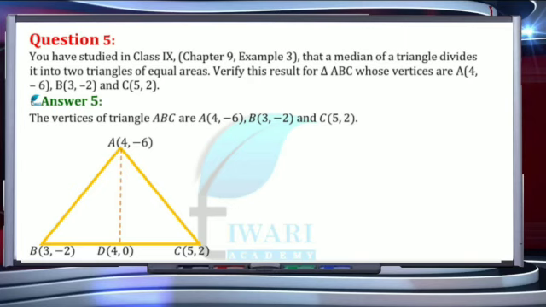So midpoint will be 3 plus 5 by 2, that is 8 by 2, 4. Next, for the y coordinate, -2 plus 2 by 2, -2 plus 2 is 0, 0 by 2 is again 0. So our midpoint, that is D, becomes 4, 0. Next we need to show that the area of ABD is equal to the area of ACD.